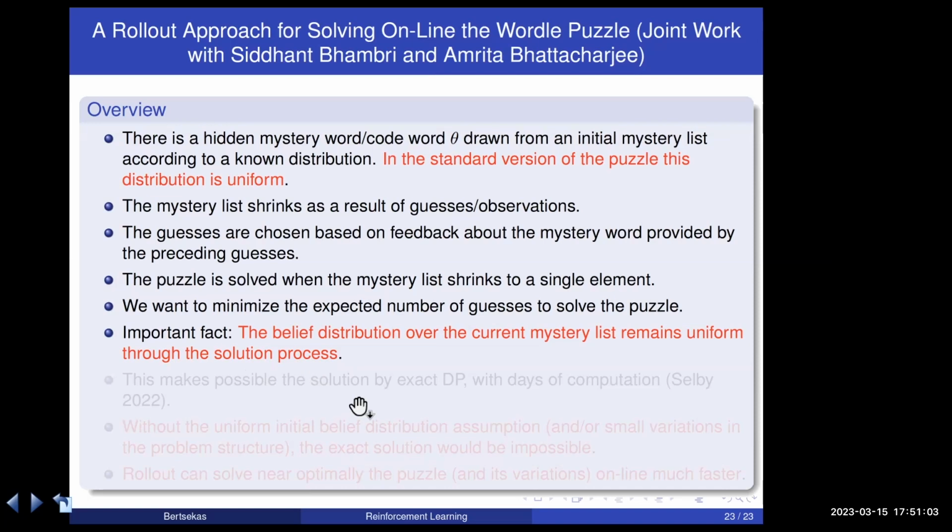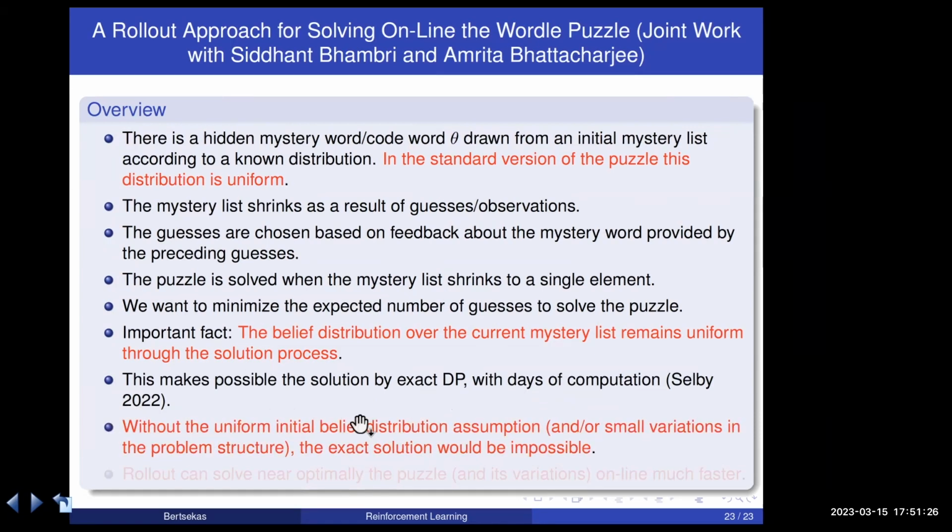And this has been exploited by people who have solved this puzzle exactly, providing the optimal policy for the New York Times version. With this gigantic dynamic programming computation that took days and days with parallel hardware and so on. It was done by Selby, a British mathematician, in 2022.